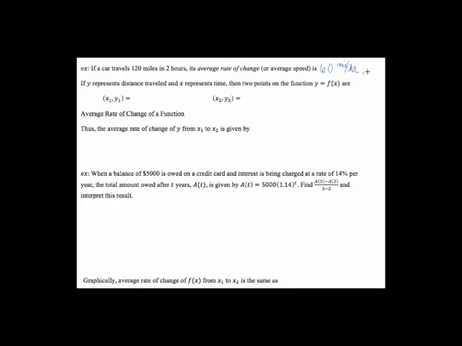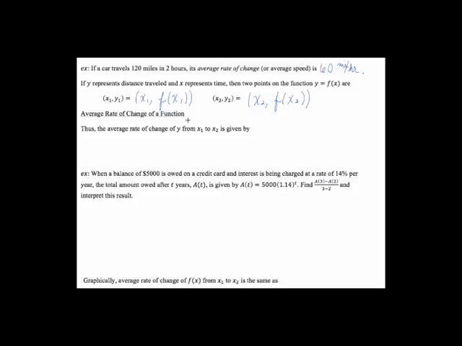In reality, it's going to go a little faster at times and a little slower at times, but that's its average rate of change. More generally, if y represents distance traveled and x represents time, then 2 points on the function y equals f of x are (x1, y1) and (x2, y2). We could write that as (x1, f of x1) and (x2, f of x2).